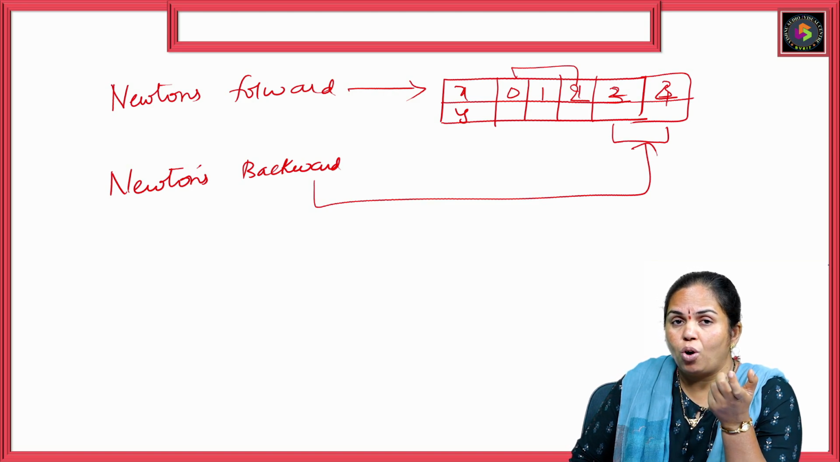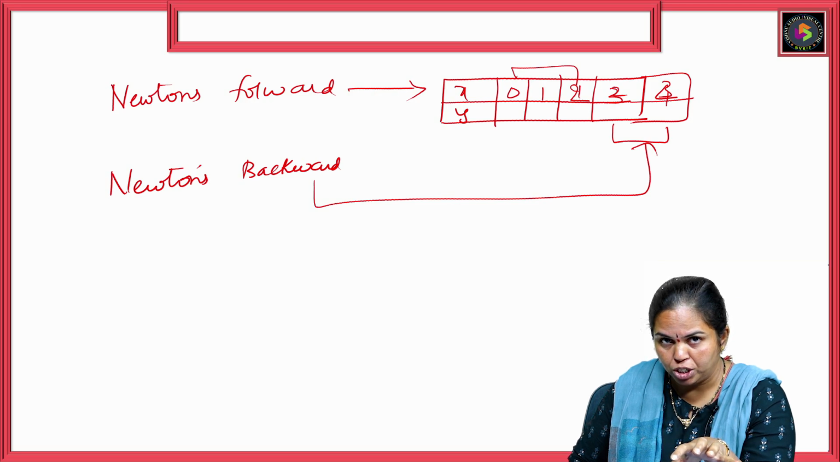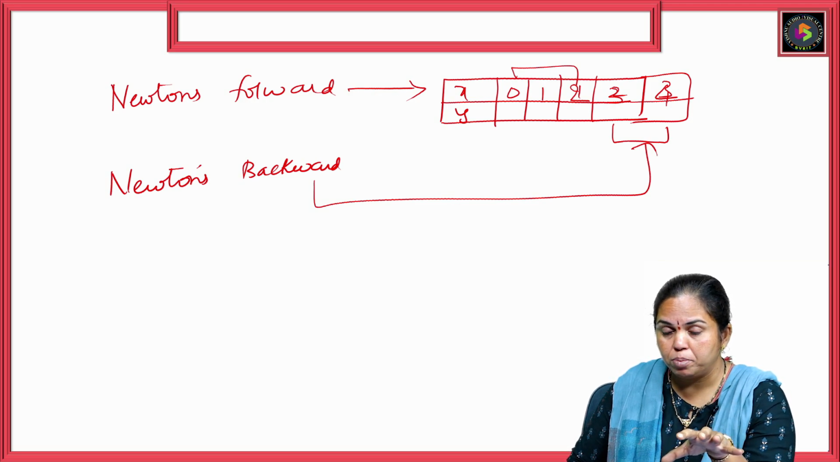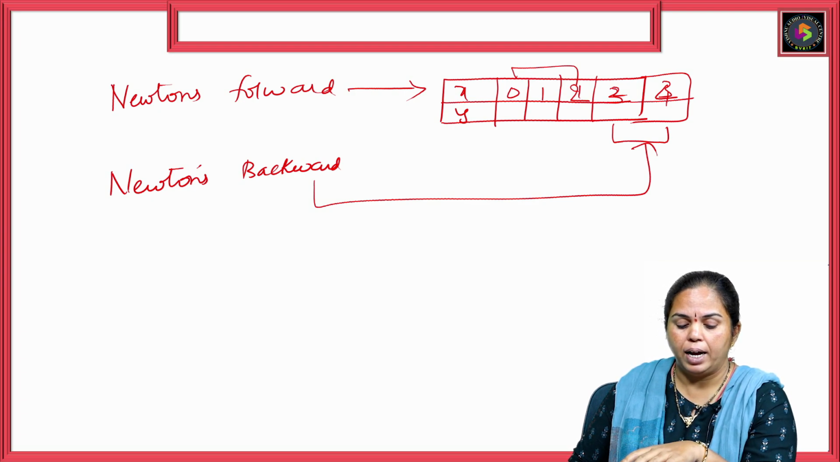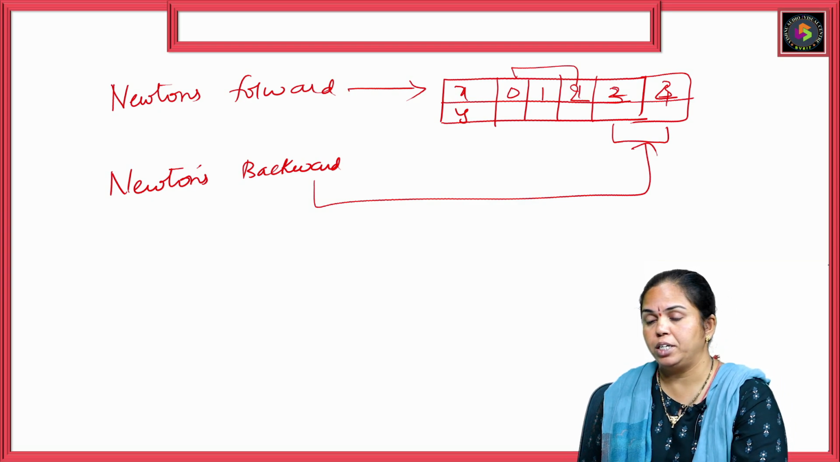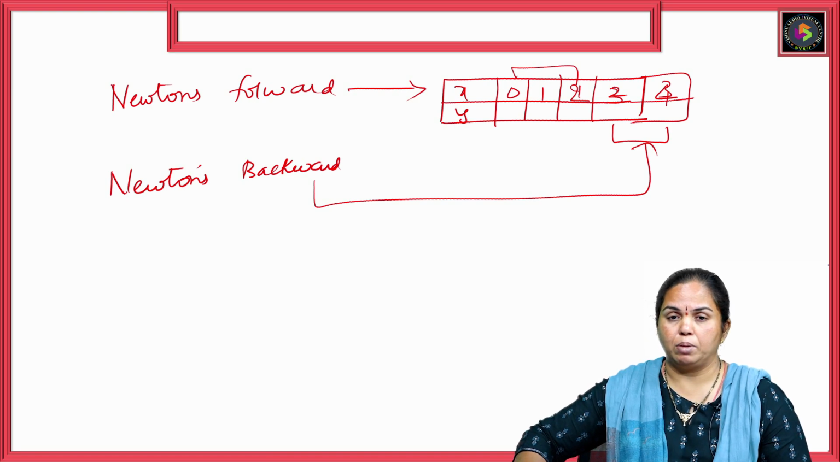So when the function is not known explicitly, we use the concept called interpolation. If the required value is at the starting of the table, we use Newton's forward interpolation formula, and if the value is at the end of the table, we use Newton's backward interpolation formula. Hope this video will be helpful for your exams.